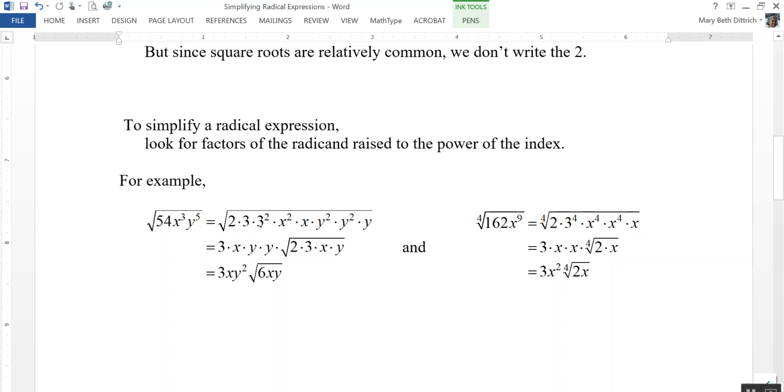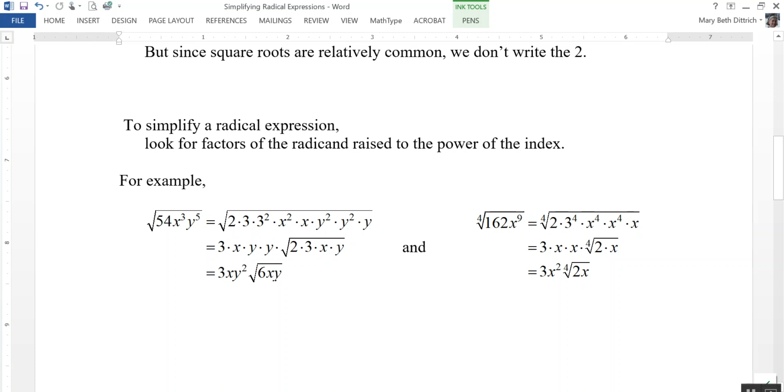So the square root of 3 squared is 3, the square root of x squared is x, and the square root of each of those y squareds is each y. Notice anything that isn't raised to a power of 2 has to stay in the radicand. So combining all of those terms, I have 3xy squared times the square root of 6xy.